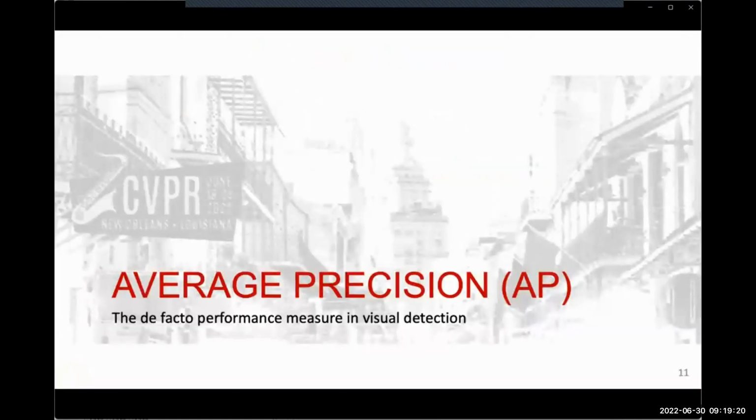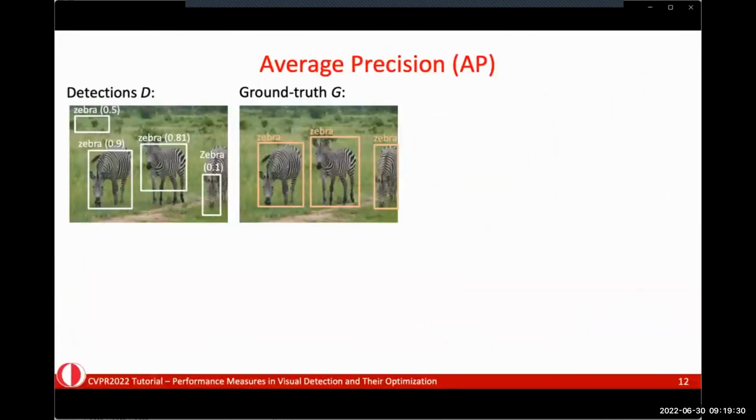We will start with average precision, or AP for short, because this is the de facto performance measure, or the most widely used performance measure in visual detection. Suppose we are given a set of detections and a set of ground truth annotations on a number of images. Here we will illustrate the computation of AP over just a single image, just for simplicity.